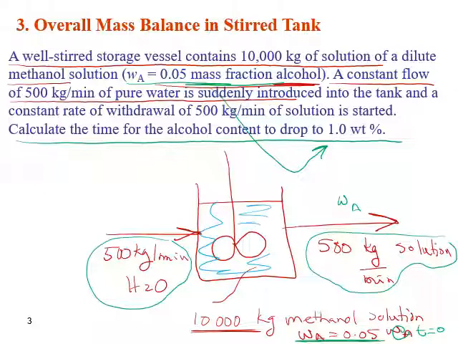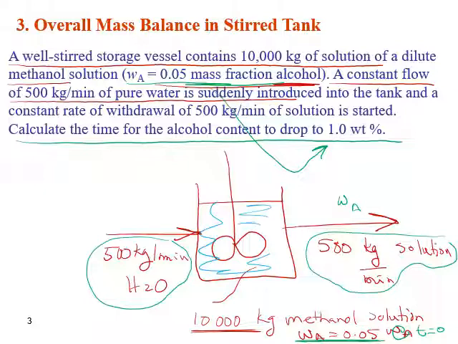Okay, methanol solution. And the mass fraction of alcohol is 0.05, or 5%. So WA is equal to 0.05. So there is 5% of methanol out of this 10,000 kilograms.